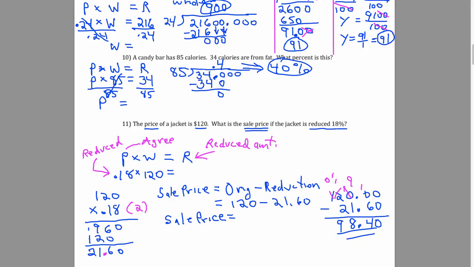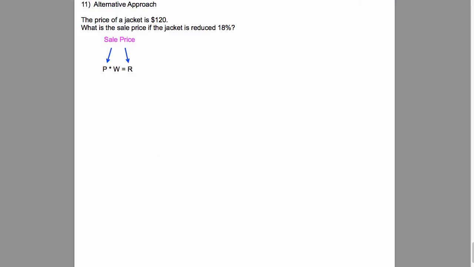There is an alternative way to solve problem number 11, but if you feel comfortable with the solution just presented, you can skip the alternative and go directly to problem number 12. So let's look at the alternative approach. If you remember, the price of the jacket is $120, and we want to know what is the sale price if the jacket is reduced 18%. The alternative approach lets us solve for the sale price directly. In other words, it lets us specify that R is the sale price and not the discount.